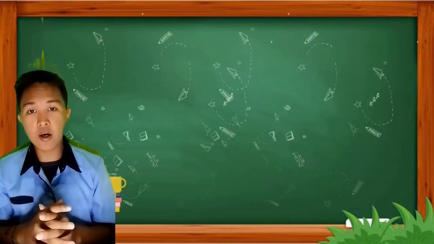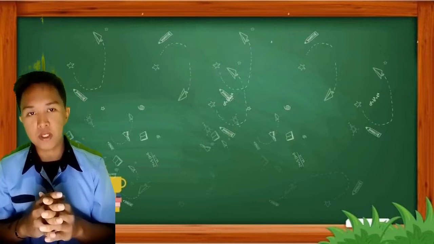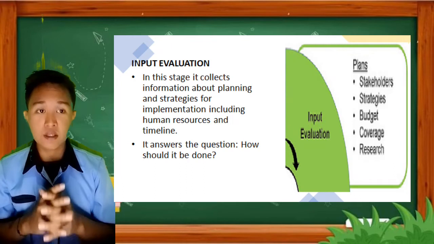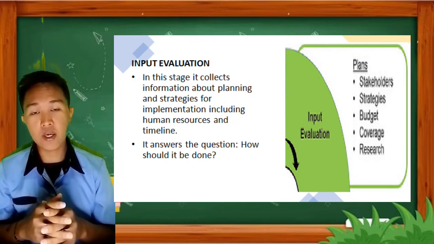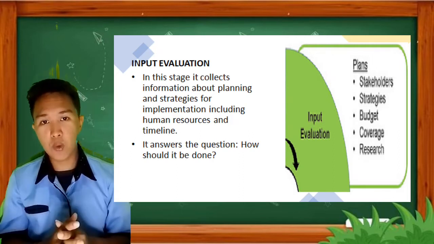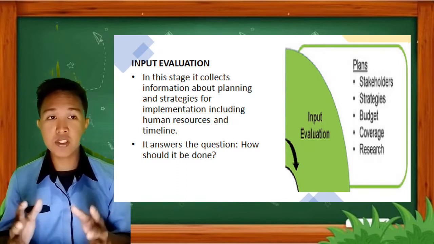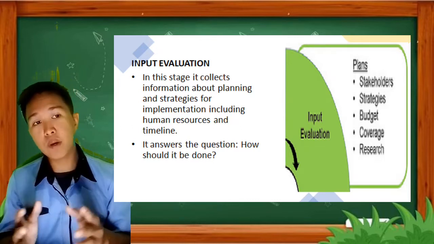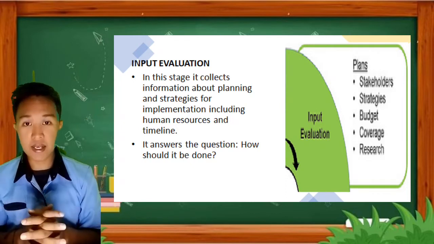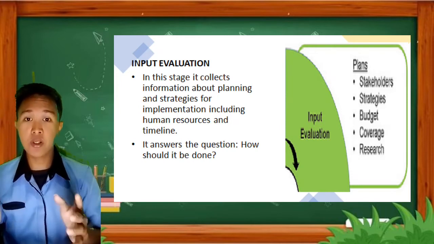Now, let's talk about input evaluation. So what are the plans in input evaluation? First is stakeholders, strategies, budget, coverage, and the research. Okay, so what does input evaluation mean? In this stage, it collects information about planning and strategies for implementation, including human resources and timeline. It answers the question, how should it be done? Okay, remember, it answers the question, how should it be done?